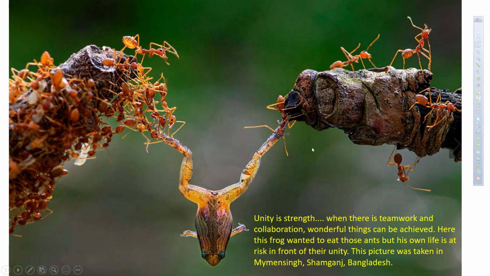Unity is strength. When there is teamwork and collaboration, wonderful things can be achieved. Here, this frog wanted to eat those ants, but his own life is at risk in front of their unity. This picture was taken in Bangladesh. I thought it was a cool graphic.